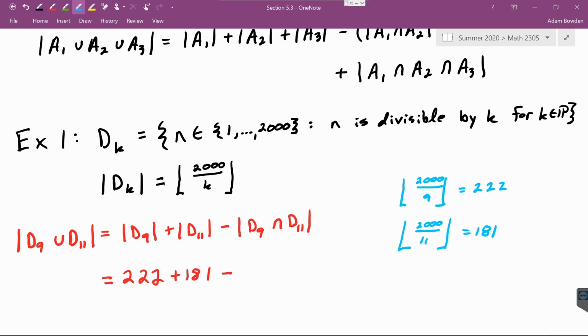Now, if we want to know the number of elements in the intersection of these two sets, basically it's the number of elements divisible by both 9 and 11. We can actually come up with that here. I'll write this off on the side.